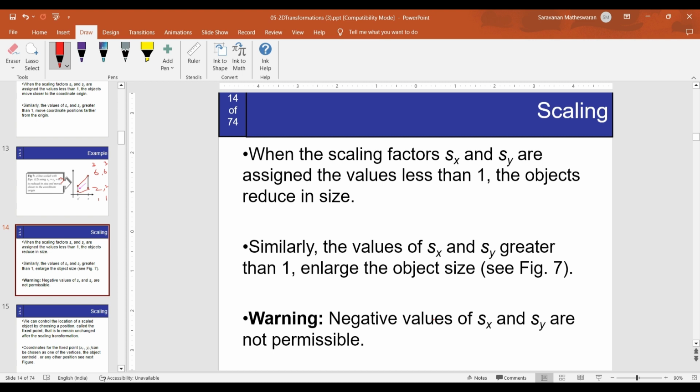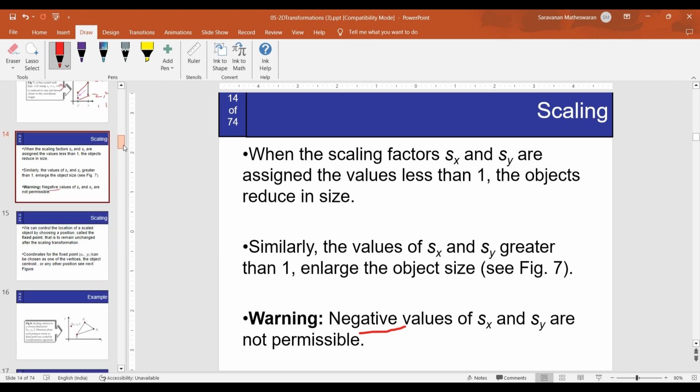Here, the important point is that you should not give a negative value. Negative values should not be given. Always give a scaling factor between 0 and 1, or equal to 1.